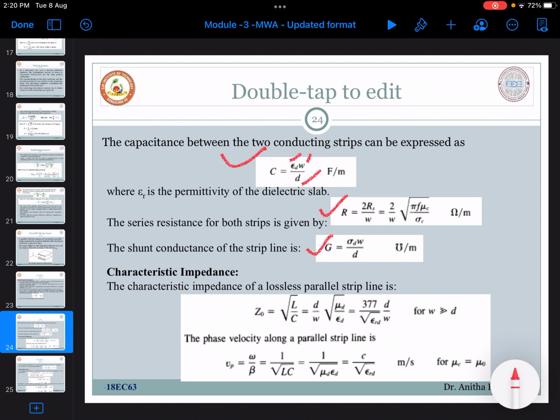Then G can be represented as sigma omega by D, sigma indicating conductivity. Now, why have we considered all these parameters like R, L, G, C? These are distributive parameters. When it is lossless, these two will become 0. If not, all these 4 will be considered.